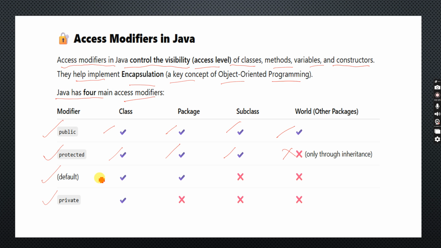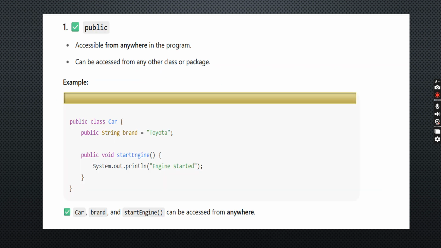Let's see where default can be accessed. Default can be accessed in a class and in a package, but you don't have access in a subclass, and you don't have access in other packages. Let's see where private can be accessed. Private is accessible only within the class, and not in a package, not in a subclass, and not in the world. So basically we saw what an access modifier in Java is and what its types are. Let's see the next slide.